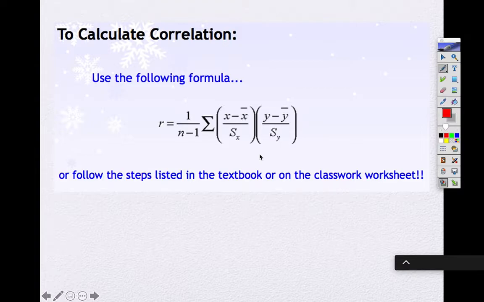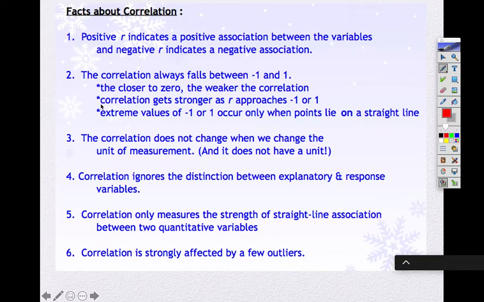So we need to know some facts about correlation. What is this number that's going to be the strength of our straight line relationship? These are very important notes to know what correlation is. So first, how does correlation tell us the direction? Correlation tells us the direction because a correlation r value can be positive or it can be negative. So if the number is positive, then the direction of the association is positive. If the number is negative, the direction of the association is negative.